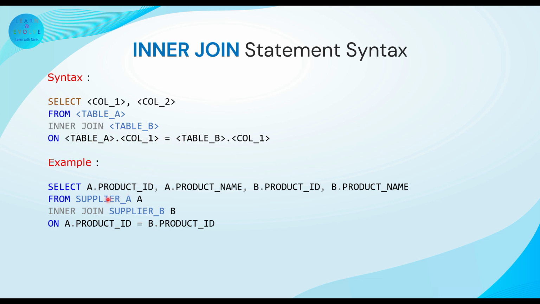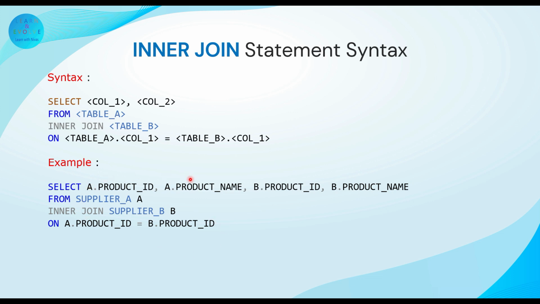For example, I have two tables, supplier A and supplier B. I've listed all these columns in that particular table. Inner join will bond the two tables on product ID. Okay, so these two tables get bonded with the column called product ID, and this should be unique, because it has to compare each and every value against the other table. If it is not unique, it will return duplicate rows as well.